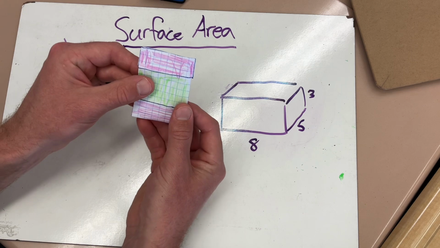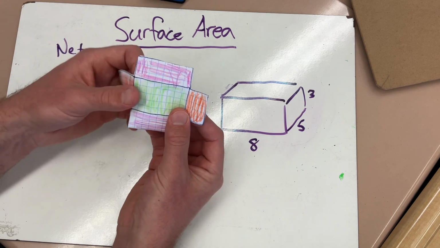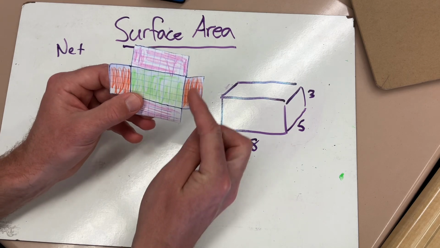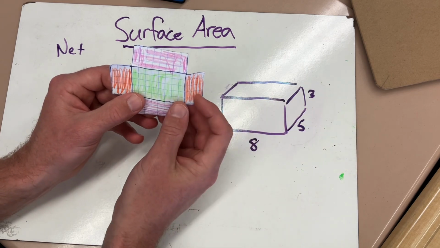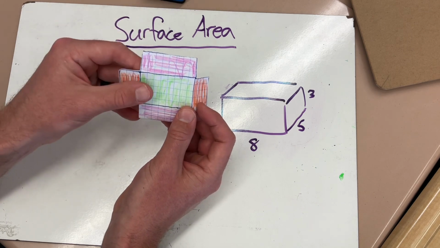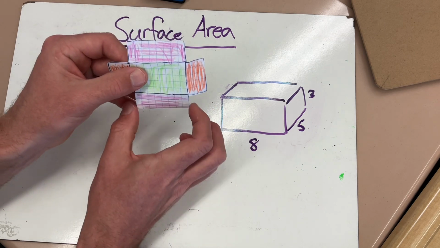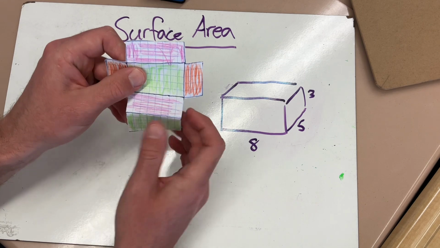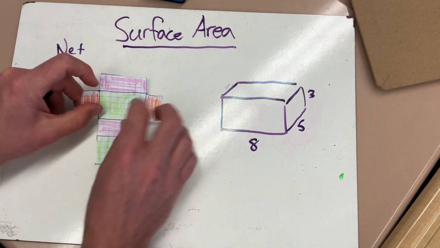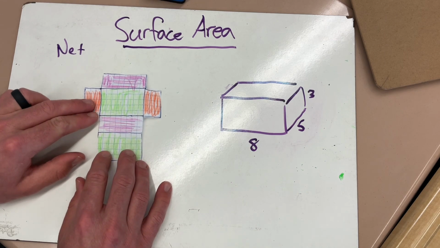Now, oftentimes students will just pop out the 2 other sides and say, boom, I made my net. These sides being right here. But they forgot that you have another green piece on the bottom, and that's connected to that 8 by 3. And now here I have my net.